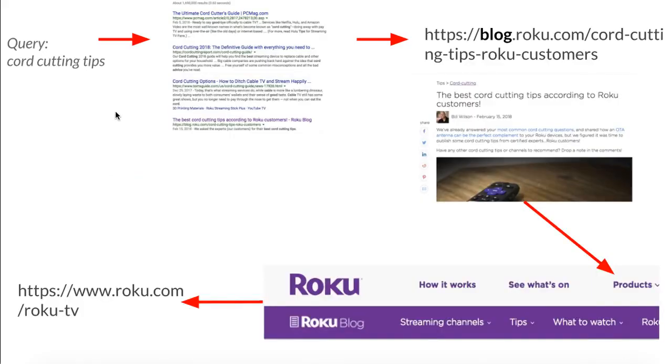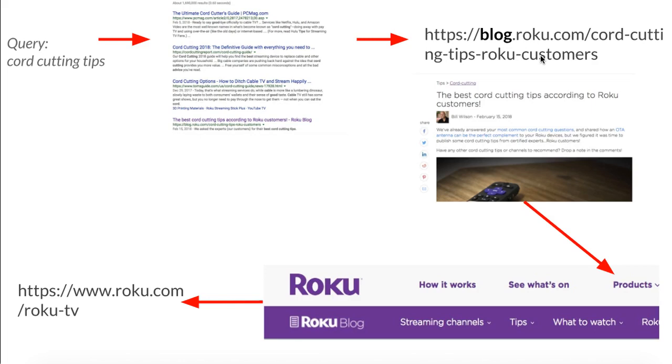Let's take a look at another example. This is for Roku. Let's say, for example, I were to search cord cutting tips. I come to Google. Google gives me a list of results. I click on the best cord cutting tips according to Roku customers, and I land here on the blog post. Now, on Roku's site, the blog exists on the subdomain. You'll notice the URL is set up as blog.roku.com/cord cutting tips, Roku customers. So the blog exists on the subdomain.